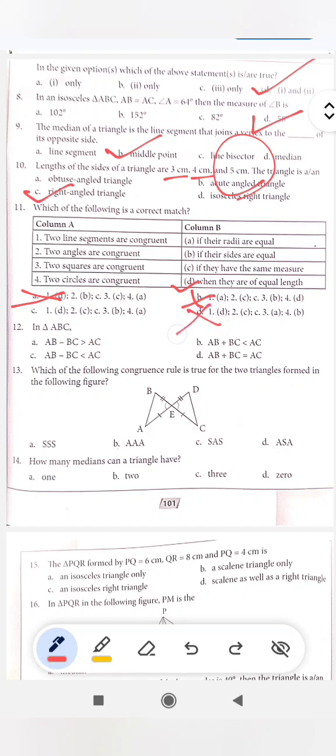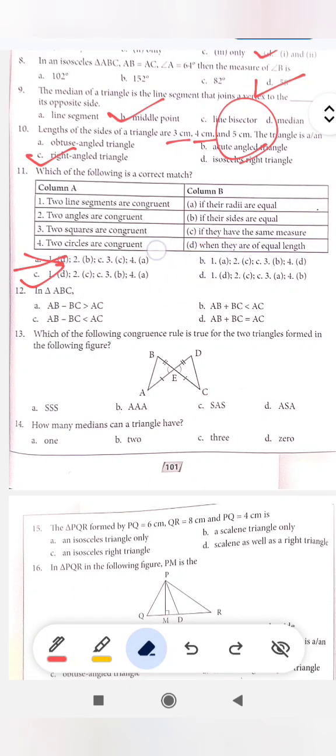And here option D is cancelled out. Two circles are congruent if their radii are equal, meaning the radii are equal. Okay, so option C is the correct answer. Let me erase all the other things. So option C is the correct answer.